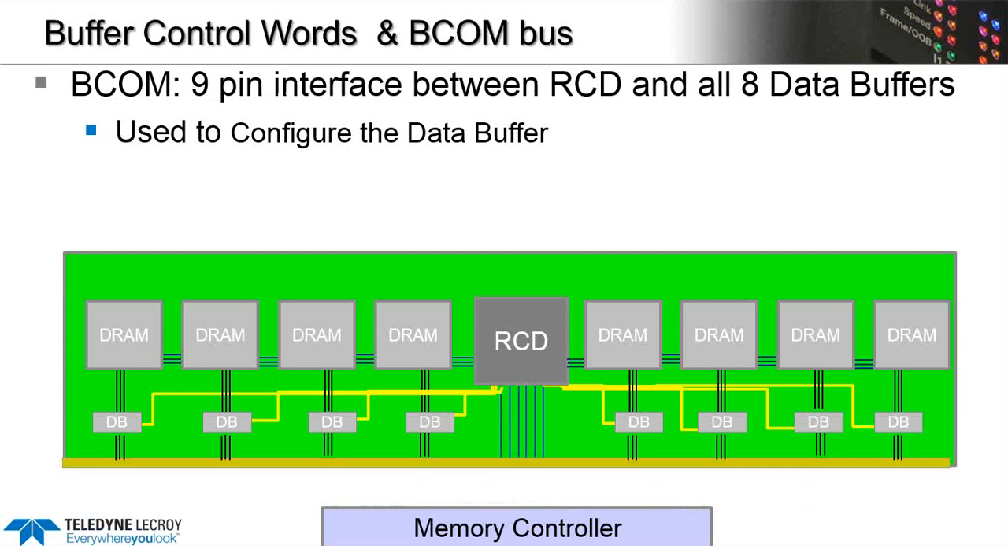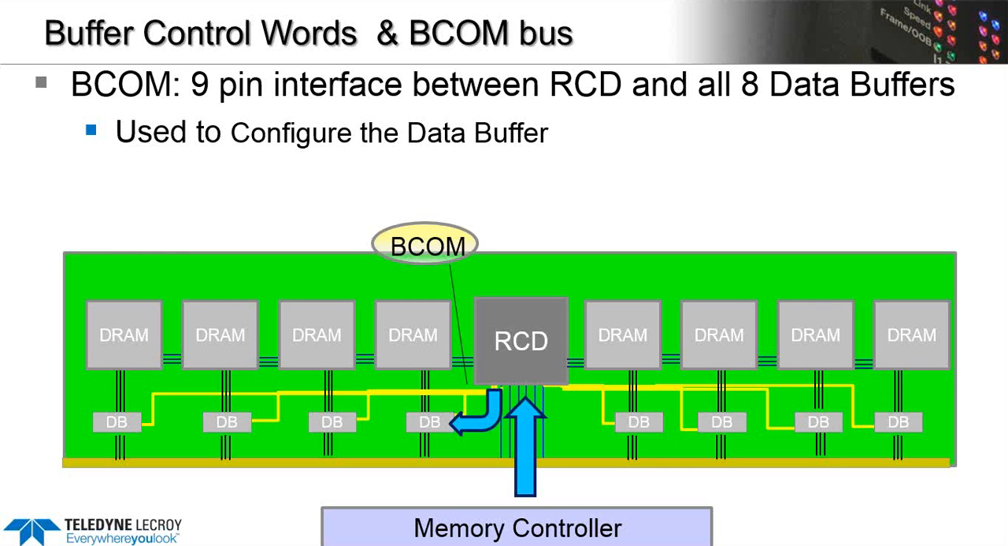All right, so the data buffers have their own set of commands, just like register commands, only they're used to customize operation of the data buffer. They flow from the memory controller through the register to the data buffer itself. Like the register commands, these look like MR7s, where the address lines are really the payload. And as Doug mentioned, the physical link between the RCD and the data buffer is called the BCOM bus. It's a 9-pin control bus that connects the register to each data buffer. This is how the buffer commands get to the data buffer.